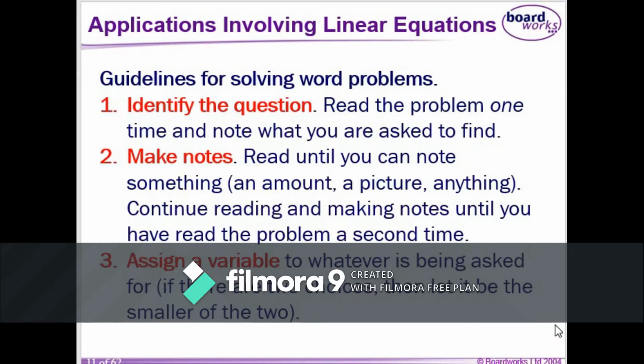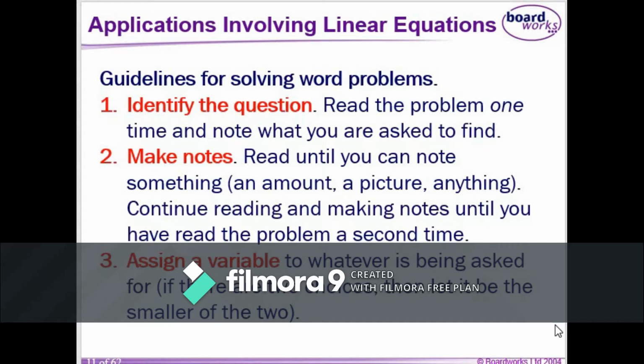Hi, we have another topic under equations in one variable. This time we're going to solve word problems involving linear equations. So I will give you some guidelines that are quite useful in terms of solving word problems.